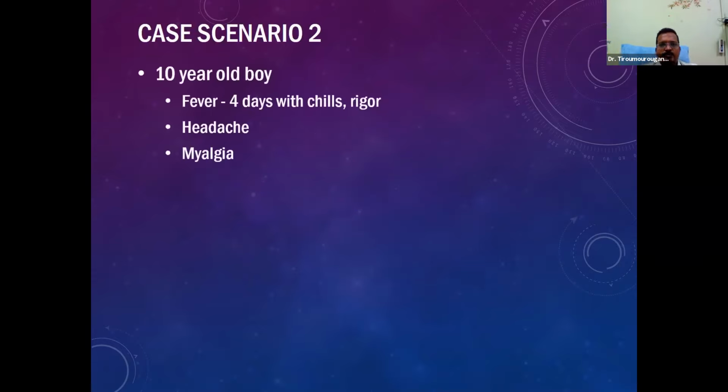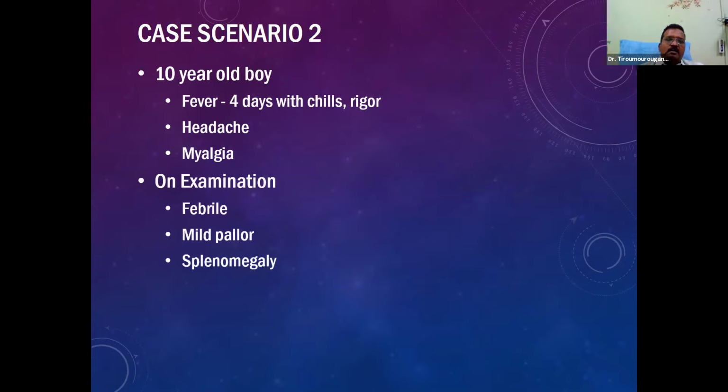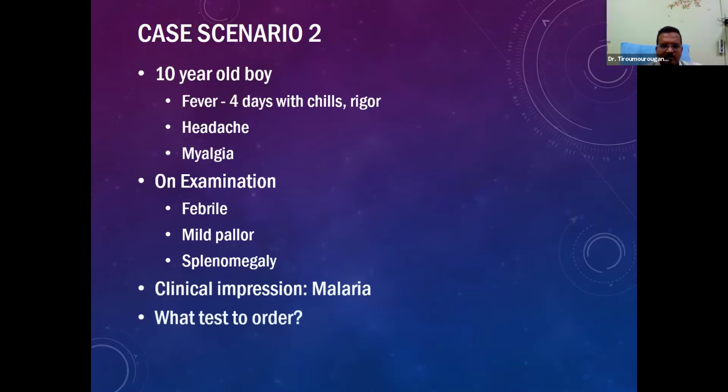So scenario 2, we have got a 10-year-old child who walked in with a 4-day history of fever. He's got some chills and rigors, and he also complains of headache and some myalgia. Again, you look at him. He's febrile, he looks a bit pale, and we have got a spleen. Clinically, we think this might be malaria. Okay. So what do we do?